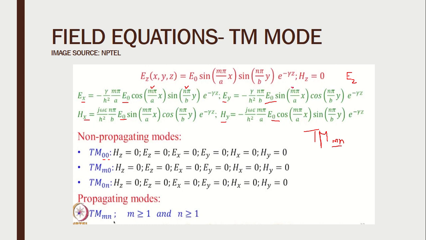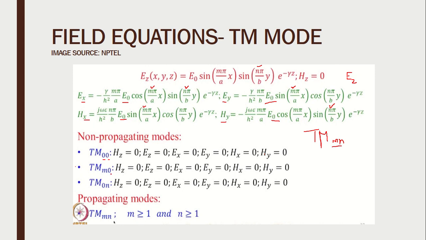Again here, sin 0 becomes 0, so the total equation becomes 0. Here again, sin 0 becomes 0, so the total equation becomes 0. Once again here, when substituted N to be 0, sin 0 becomes 0. Hy also vanishes to be 0. And in Ez, again sin 0 becomes 0, so the total equation becomes 0. So when you substitute M to be 0, N to be 0, we can see that all the field components become totally 0. And such a mode is not possible. We call these non-propagating modes, where none of the field components are present.